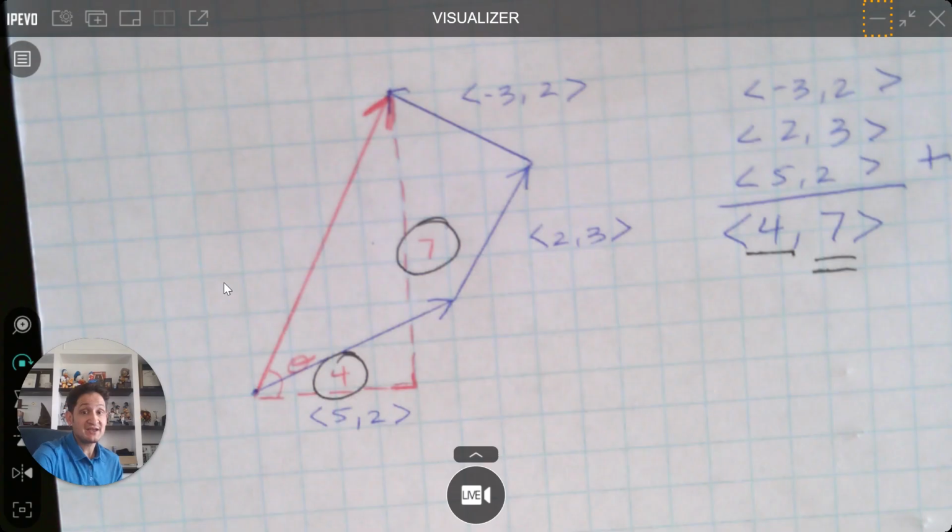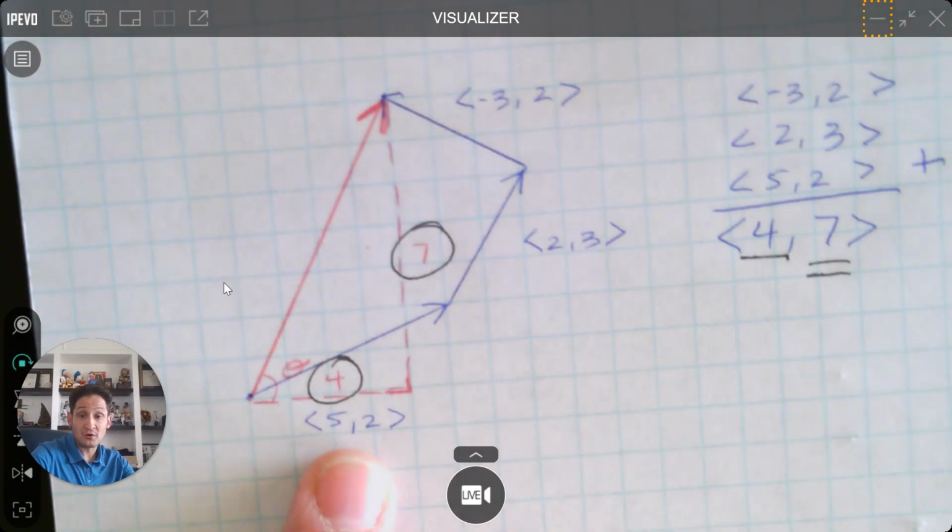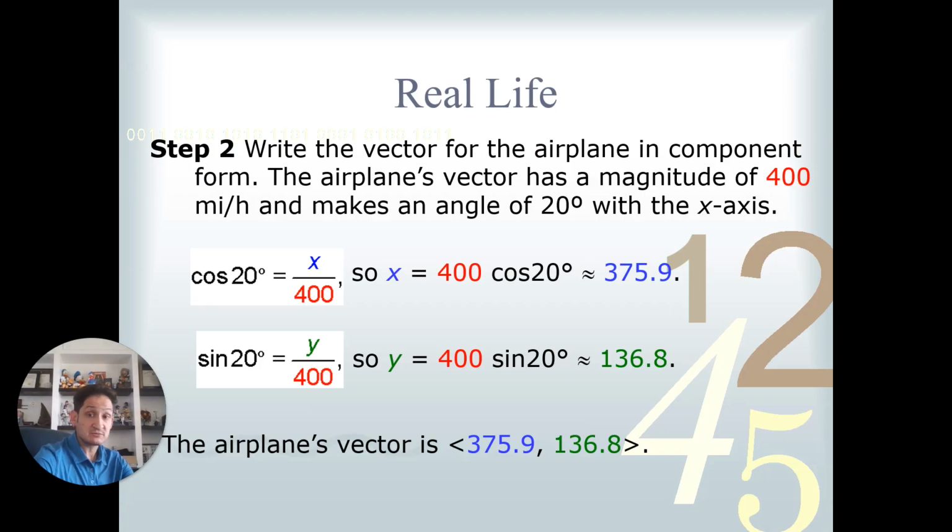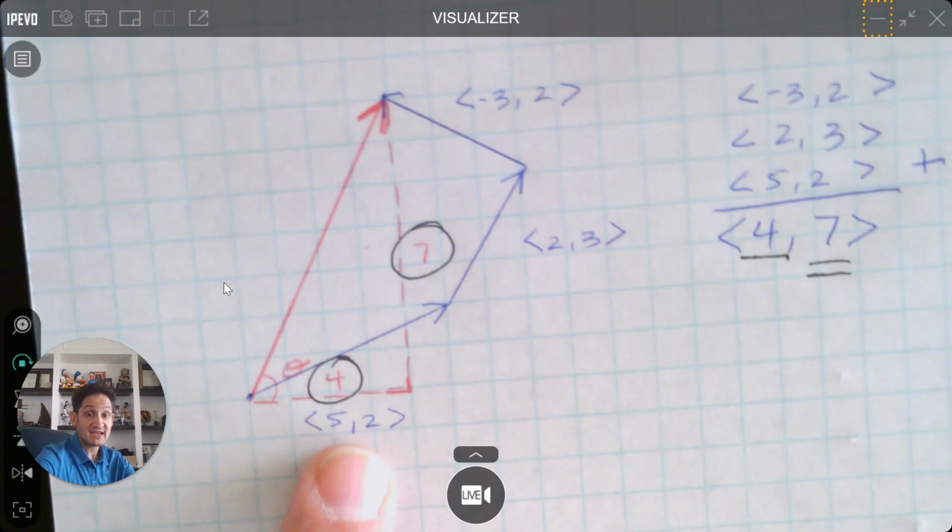But you know what? It's just component form with icky decimals. Icky. Sorry, it's my son. Yeah, not very fun. But it's the same idea as this.